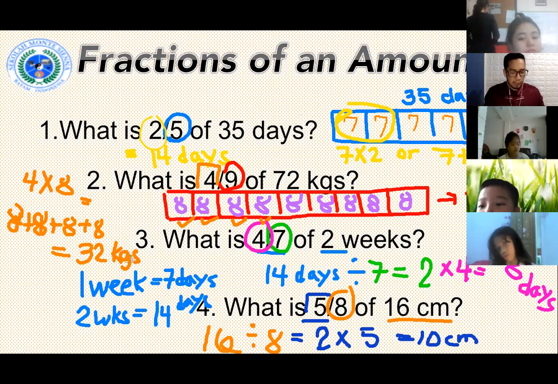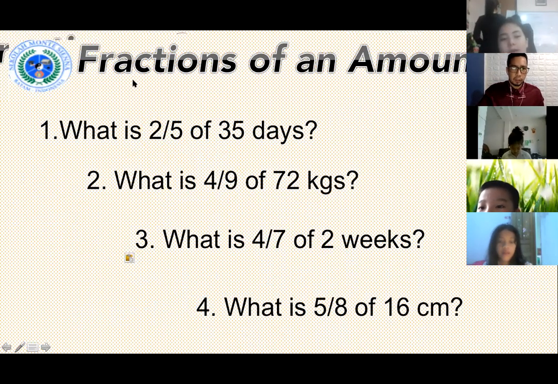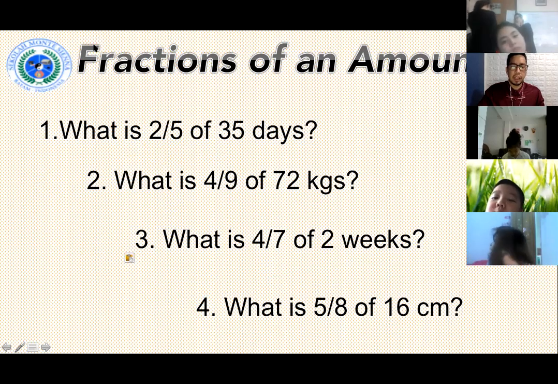Can we now do the activity? Yes. Okay, ready? But first, teacher will clear all the drawings. What's the method? Divide and then multiply. Now, I want you to use chat. Message teacher the answer. And then mute your microphone. Only through chat. Ready?